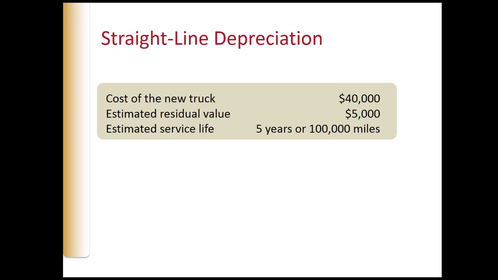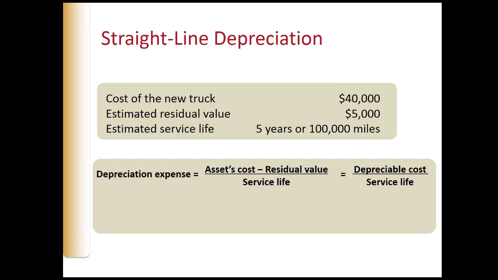With the straight line method, we allocate an equal amount of the depreciable cost to each year of the asset's service life. The depreciable cost represents the asset's cost minus its estimated residual value. Depreciable cost represents the total depreciation to be taken over the asset's useful life. To calculate depreciation expense for a given year, we simply divide the depreciable cost by the number of years in the asset's life, as shown on this slide.